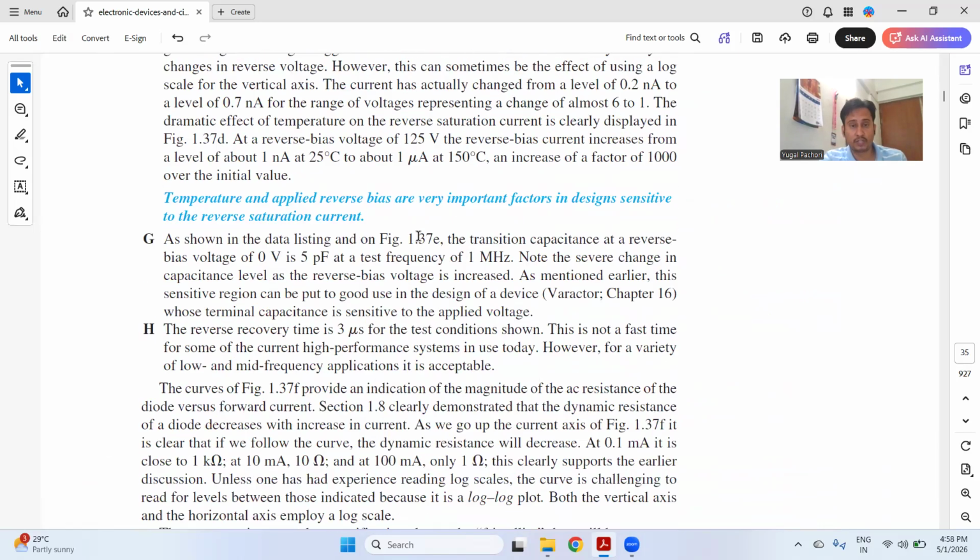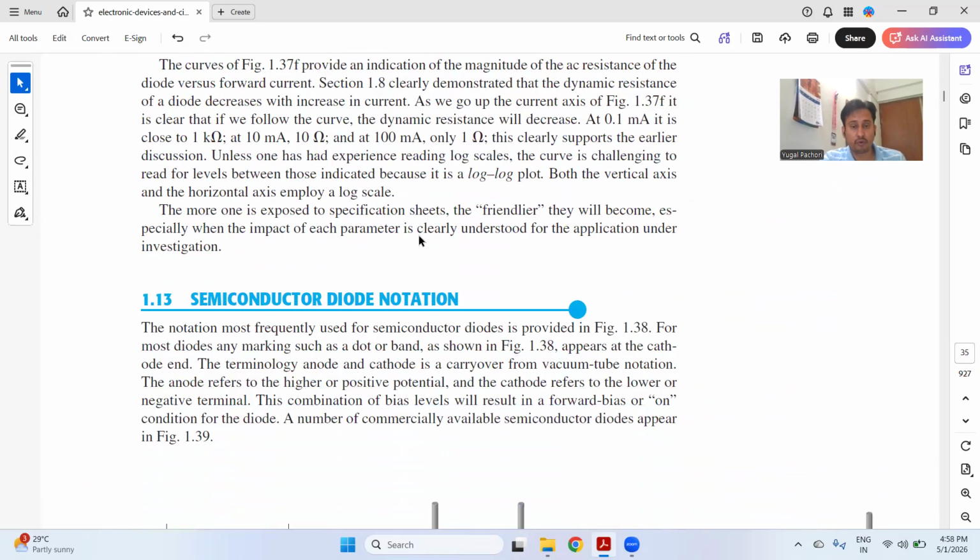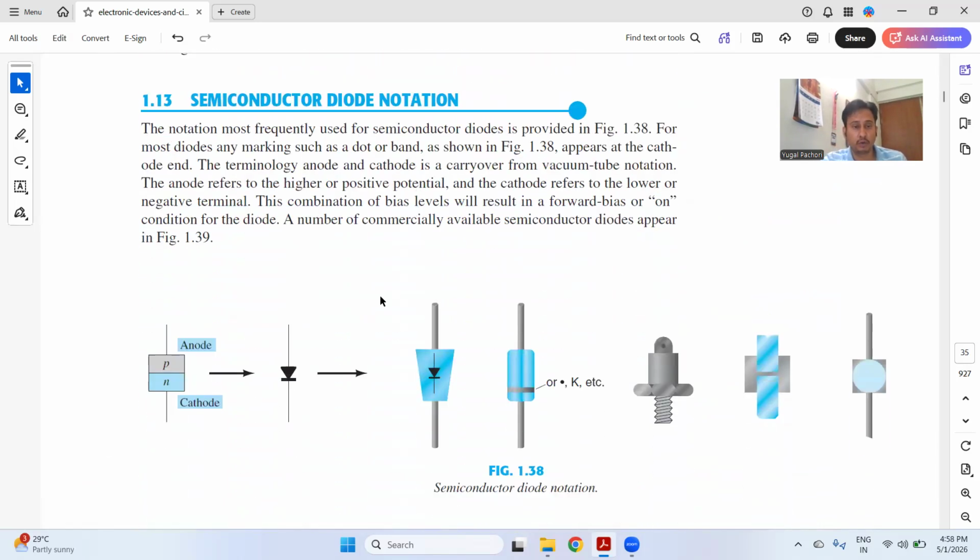So let me stop this video here. But before stopping, just understand the notation of the semiconductor diode. This is the standard notation. P is for P-type, N is for N-type. Anode is positive, cathode is negative. This is a symbol, this is another symbol, this is another type of diode, and this is another type of symbol notation. But generally, this black notation is used.